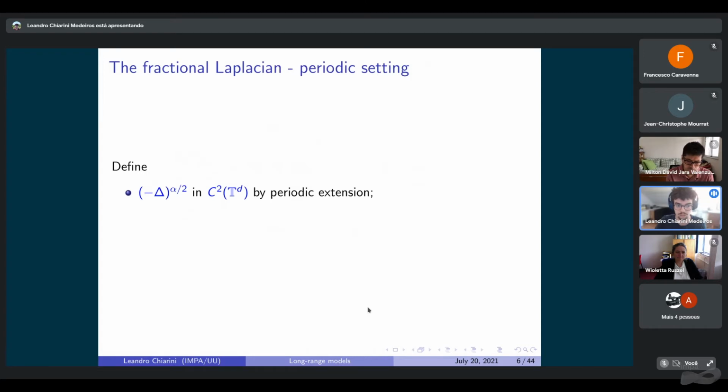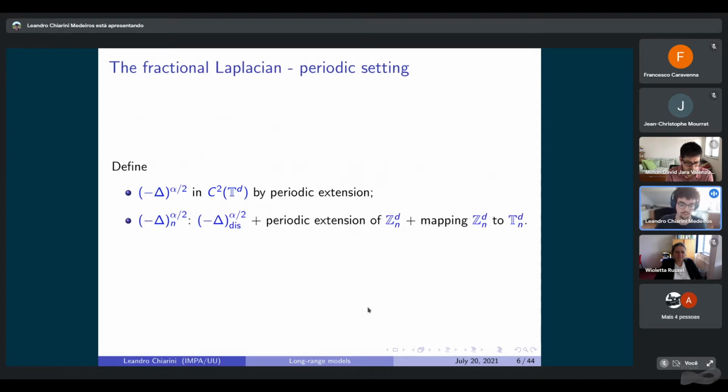So I want to transfer the fractional Laplacian to the periodic case. To do this in the continuous fashion, well, this is easy. The fractional Laplacian was defined on any function C2 with bounded derivatives in R^d. You can just extend the functions to the torus periodically and compute the fractional Laplacian there.